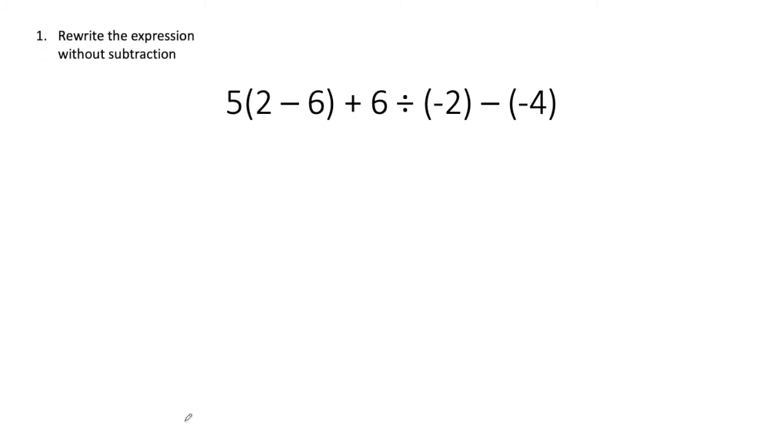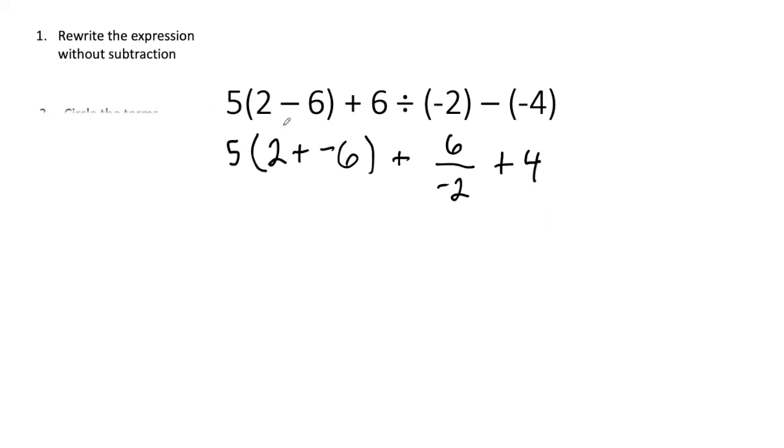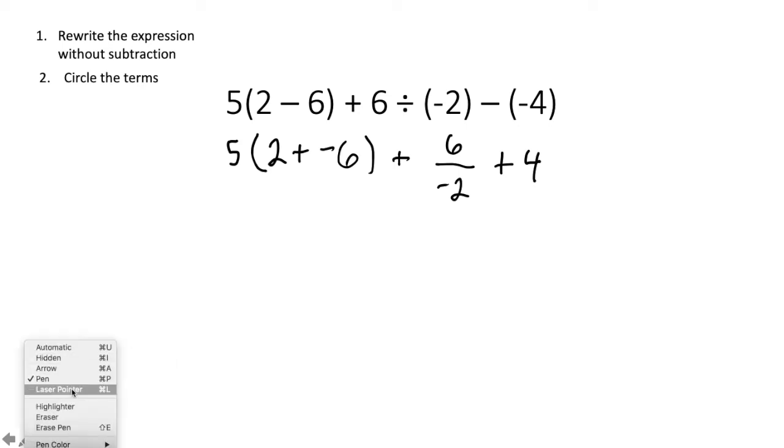So the first thing we're going to do is rewrite the expression without subtraction. So I have 5 times, instead of 2 minus 6, I'm going to write 2, push that minus sign over, and put a plus in front, so 2 plus a negative 6. Plus 6, instead of divided by 2, over negative 2. And minus a negative 4, I'm going to rewrite that as plus 4. All right, so I've rewritten it without subtraction. It's time to circle my terms, and this is where things get a little different.